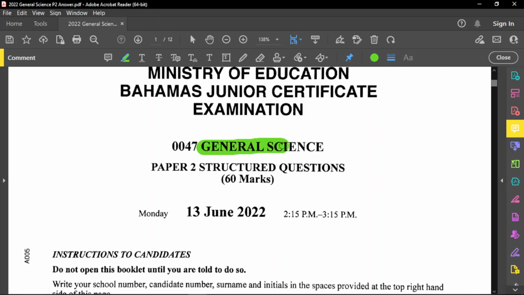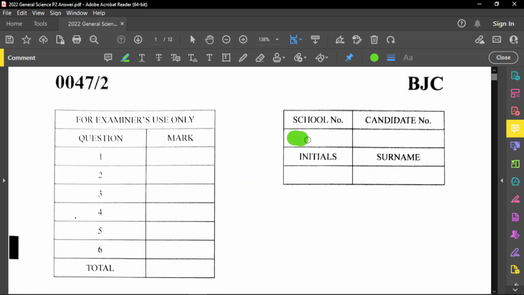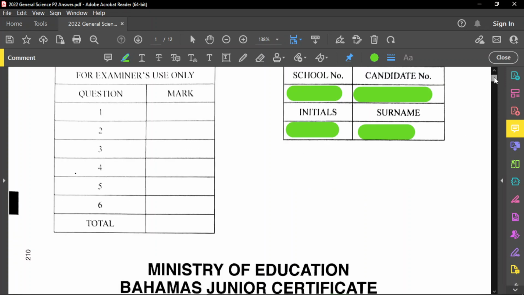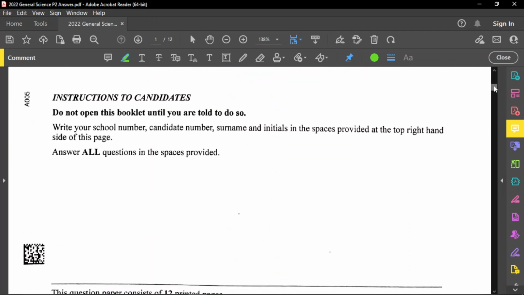Today we are doing a general science paper 2 past paper review, and this paper was from the year 2022. Please remember, before you start the examination, you should always write your school number, your candidate number, your initials, and also your surname. Please remember to read through the instructions carefully as well, and if you should have any questions or queries, please clarify those with the examiner before the examination begins.